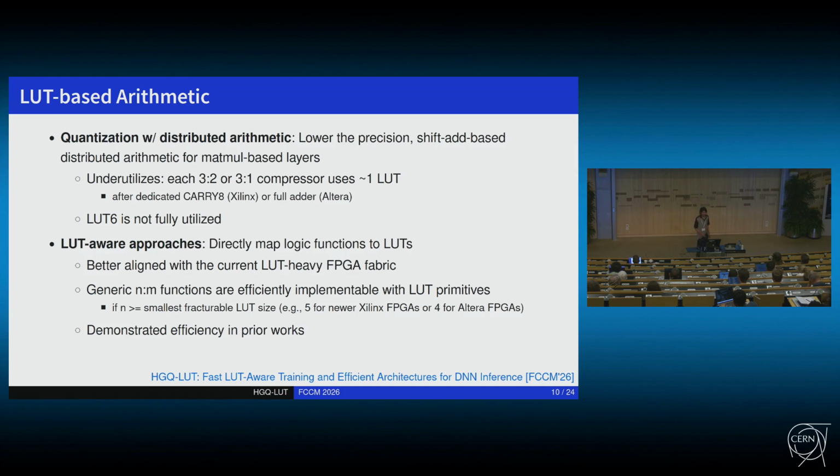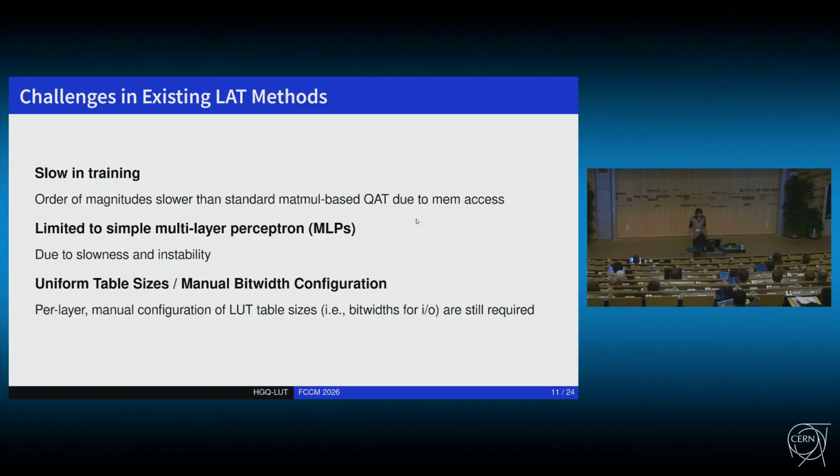A generic N-to-M function can be efficiently implemented with the lookup primitives by using the muxes. As long as the number of input bits is less than 9, with UltraScale+ you have the F7/F8/F9 hardened muxes. And this has demonstrated efficiency in parallel works. And this is based on the FCCM paper we just published two weeks ago.